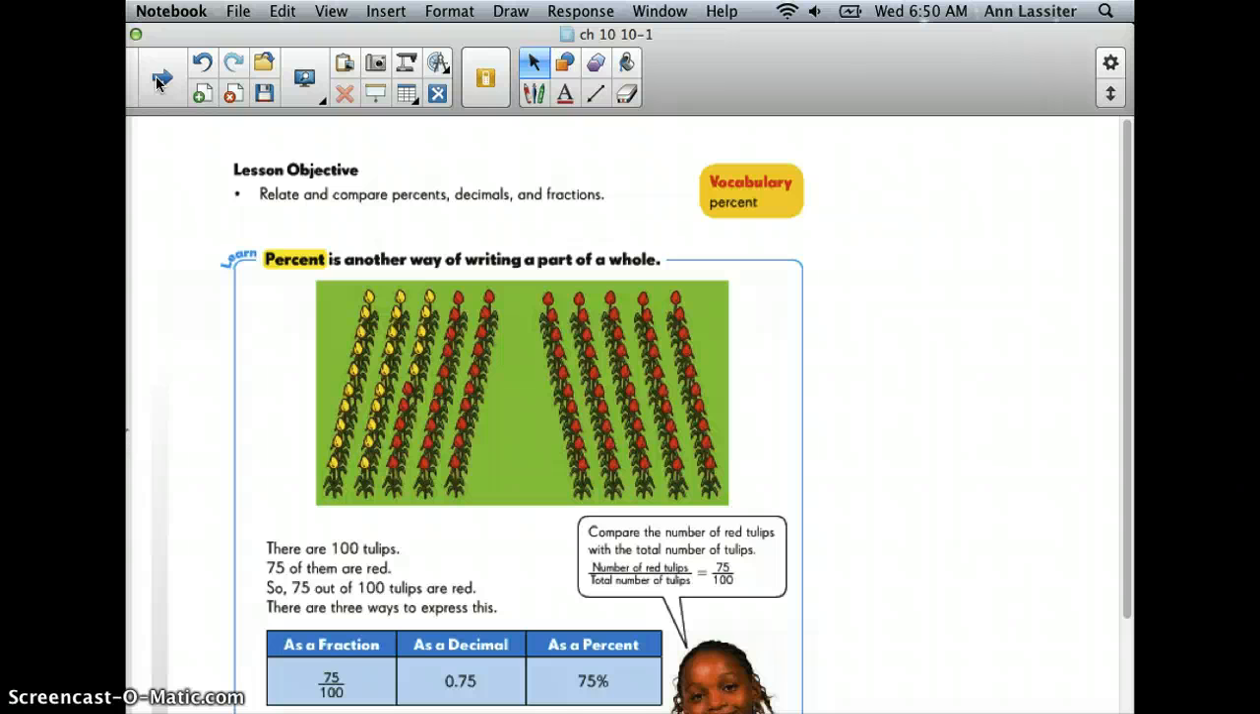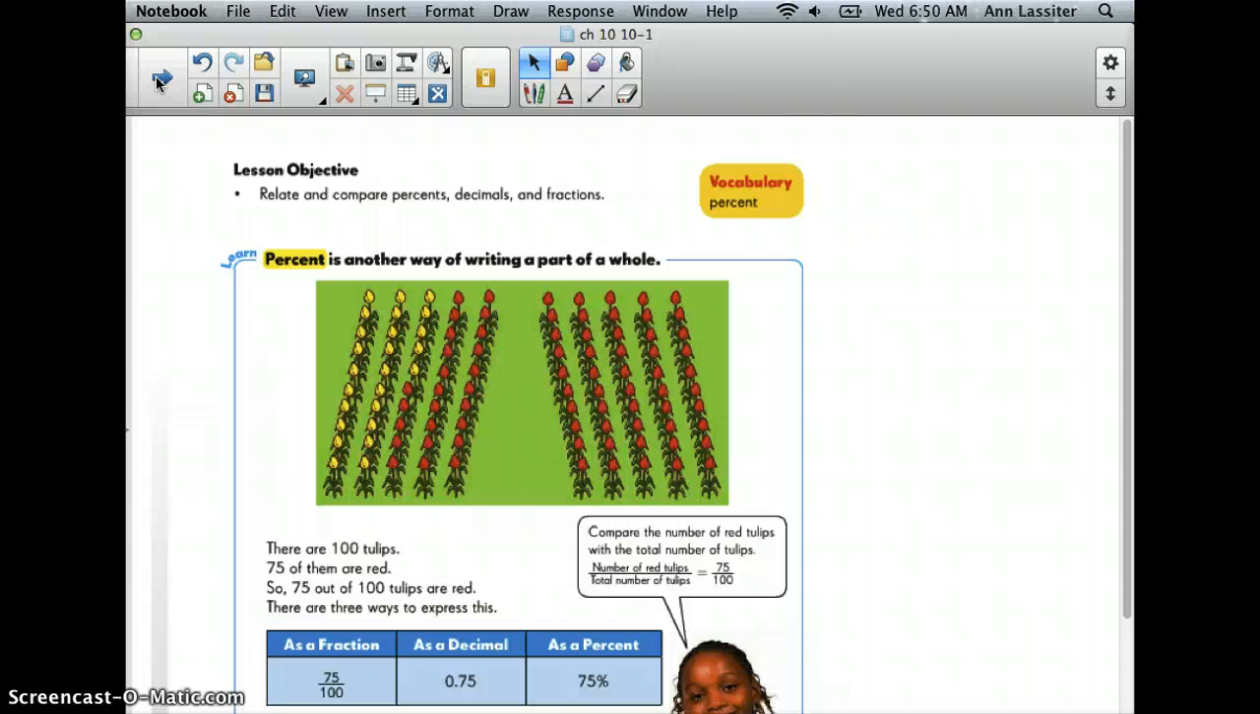We have a picture here of flowers, and it says there are 100 tulips in this picture, so we don't even have to actually count them, and 75 of them are red. So you would say 75 out of 100 are red, and there are 3 different ways to write that.